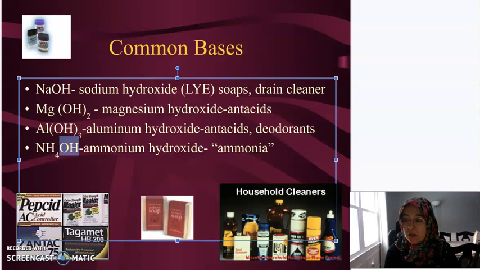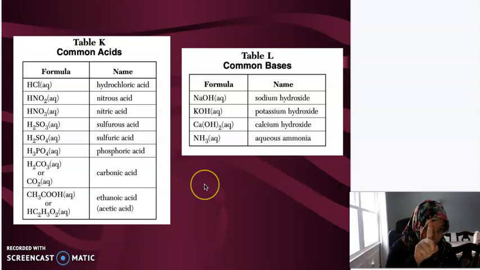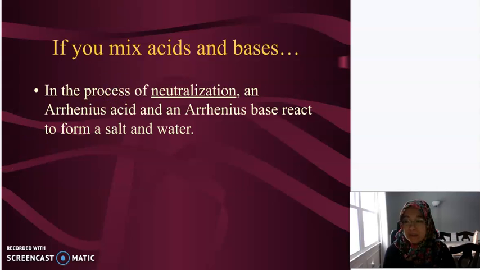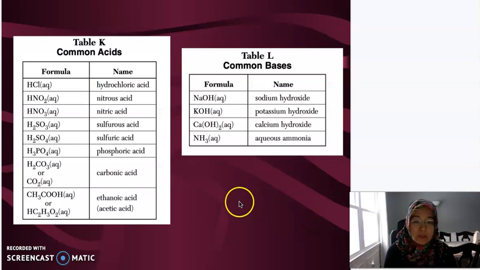There is only one exception, which is aqueous ammonia. This is the one that doesn't have OH. These are from your reference tables. If you open table K and table L, all acids and their names are written there, so you do not need to memorize them.